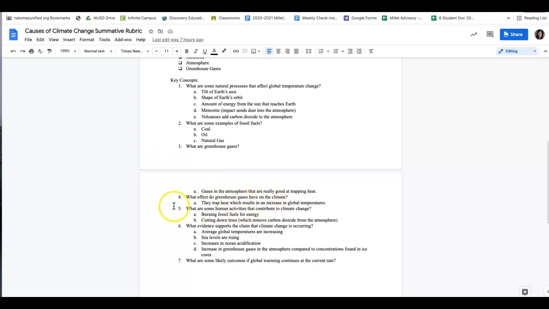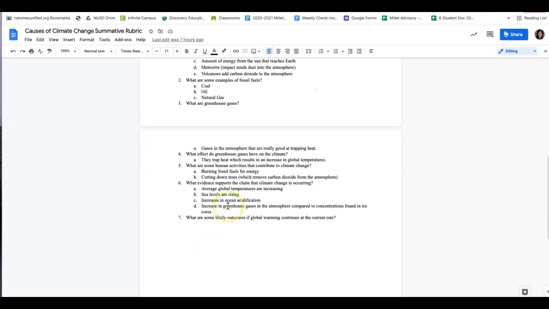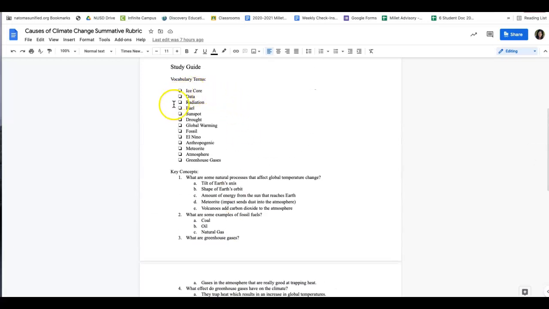What effect do greenhouse gases have on the climate? What are some human activities that contribute to climate change? What evidence supports the claim that climate change is occurring? And what are some likely outcomes if global warming continues at the current rate? So if you're able to answer all these questions and you can identify all these vocabulary terms, you're going to do awesome on your summative.